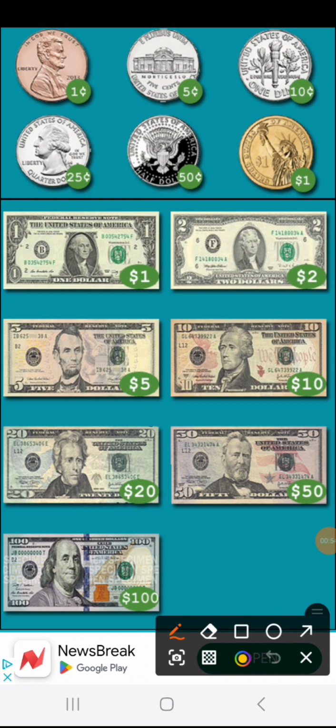Look at the value. It's beside. How much is the dime worth? No, a dime is worth 10 cents. A dime is worth 10 cents? Yes. Yay! Okay, now circle the quarter. Good job. Circle the 50 cent quarter. I mean the 50 cent coin.